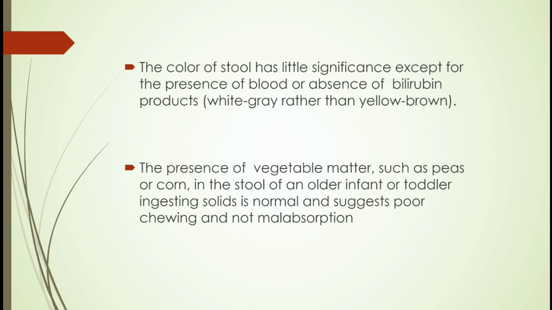Some parents may be very concerned about the presence of vegetable matter in the stool, such as peas or corn. So we have to counsel them that it is due to ingestion of solids, and it is normal and suggests poor chewing and not malabsorption.